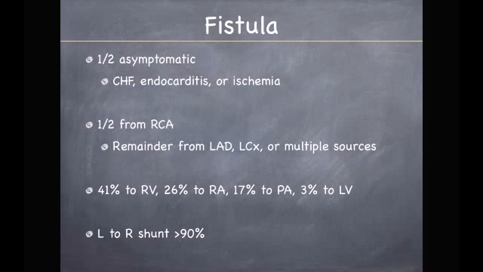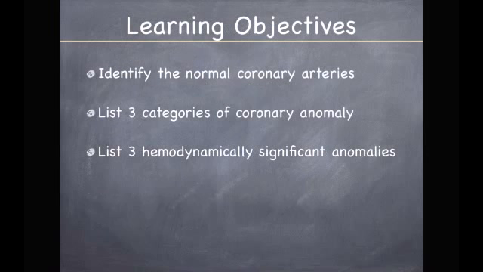Fistulas, about half are asymptomatic. When they are symptomatic, they can have congestive heart failure, endocarditis, or ischemia. About a half of fistulas occur from the right coronary artery, and then the rest are spread out over multiple other vessels. And you can see that when you have a fistula, about 40% of them, or the majority of them, are actually to the right ventricle versus the right atrium, pulmonary artery, or left ventricle. And then there's generally a left to right shunt in greater than 90% of these patients.